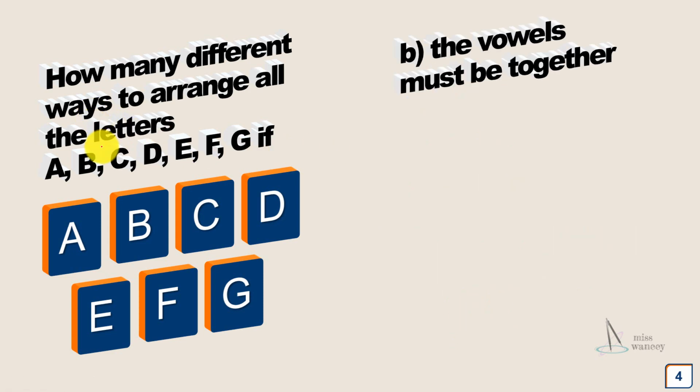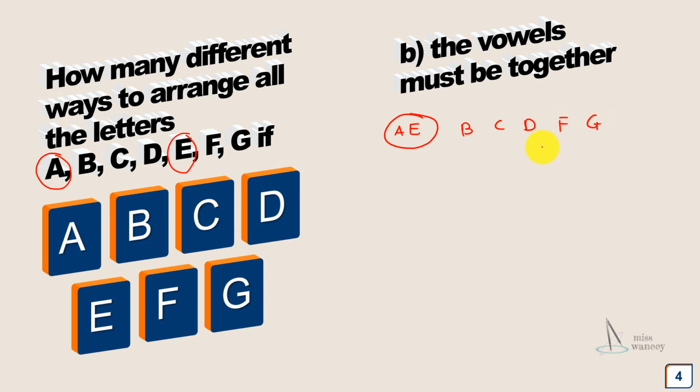Okay, so the second one, we are still arranging A, B, C, D, E, F, G, but this time the vowel must be together. So firstly, let us determine where is the vowel. So A is the vowel, E is also the vowel. Since the vowel must be together, let us do one group for them. So this is the group where I put the vowel together, A and E. And then we have B, C, D, F, and G.